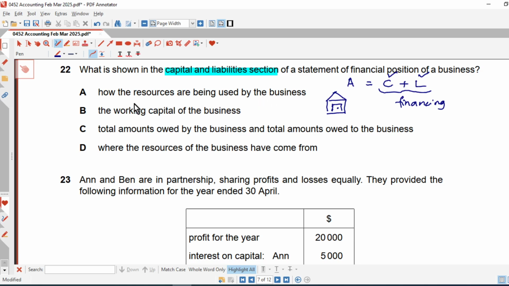No, not a good answer. This would probably be the income statement. The working capital is only short term, right? Current assets minus current liabilities. So that's not correct. Total amount owed by the business and owed to the business. This will be more of assets and liabilities, so that's not correct. So where the resources of the business have come from? Where does your financing come from, right? Where the money comes from. So capital and liability. That is the correct answer.